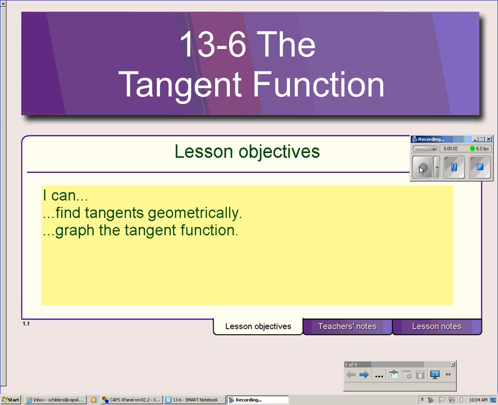Lesson 13.6 is about the tangent function. By the end of this lesson, you should be able to find the value of a tangent using the unit circle, and you should be able to graph a tangent function.